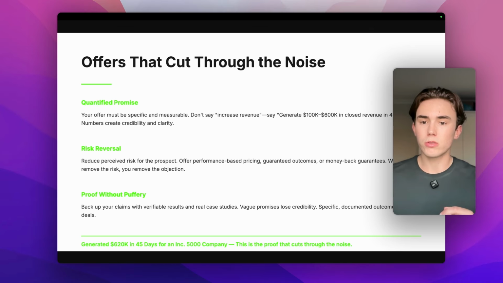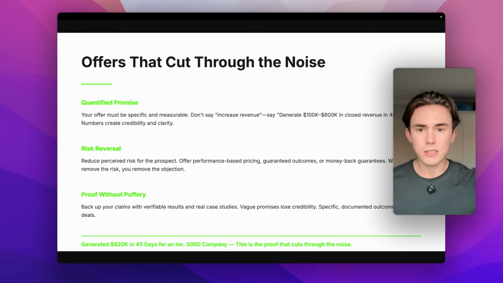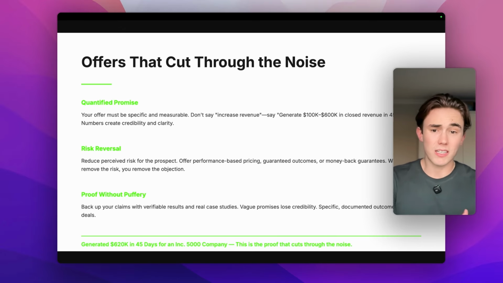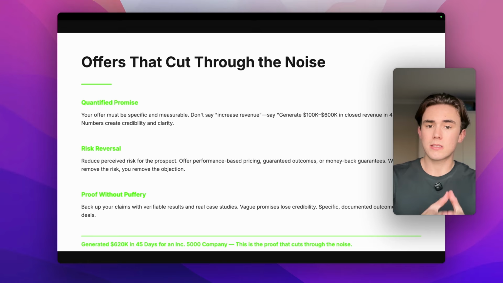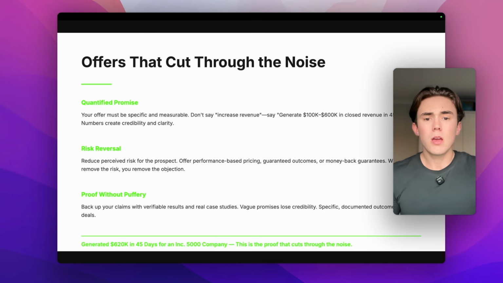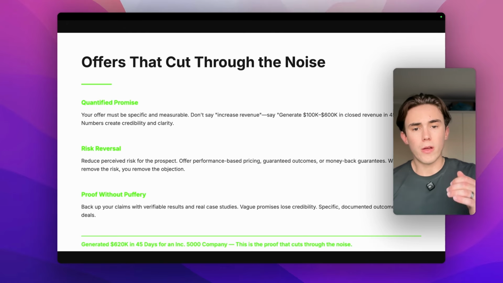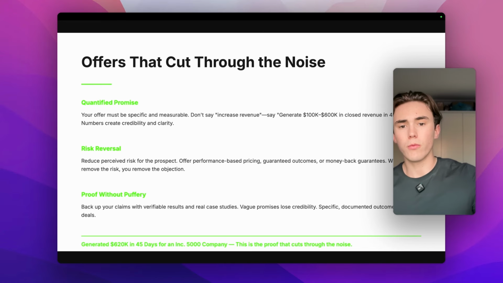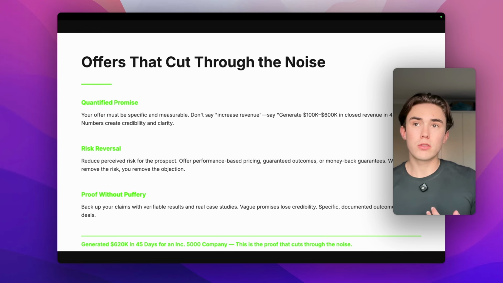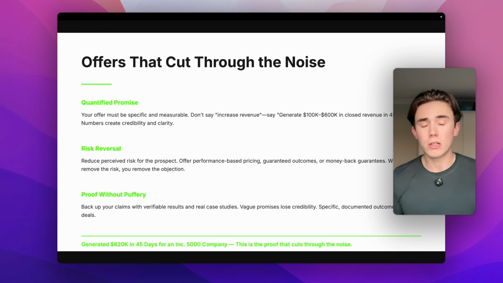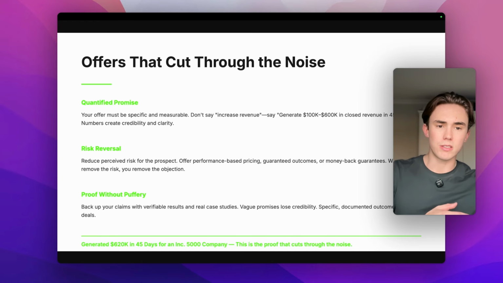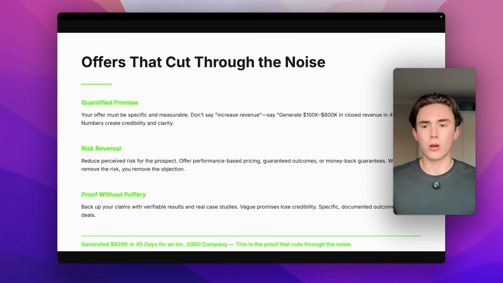Then there's the risk reversal side of things. So now if you can add guarantees, free trials, money back guarantees, guaranteed outcomes, that is where it separates the really successful campaigns from the middle of the market campaigns, right? Because prospects want very, very little risk in terms of responding to that email. So the less risk that you add to your offer, the more responses you're going to get, and naturally the more calls you're going to book, right? So if you can throw in some sort of a free trial, some sort of a guarantee, something that's attractive to the market, because when you remove the risk, you remove the objection.